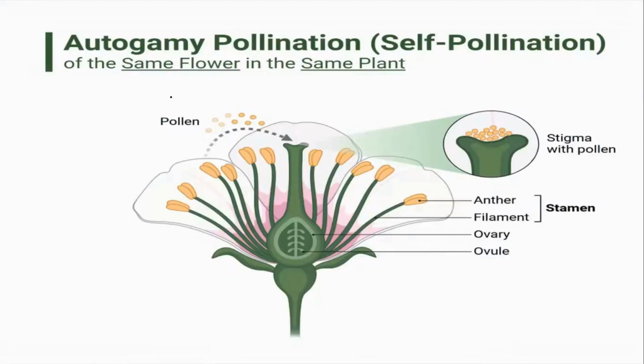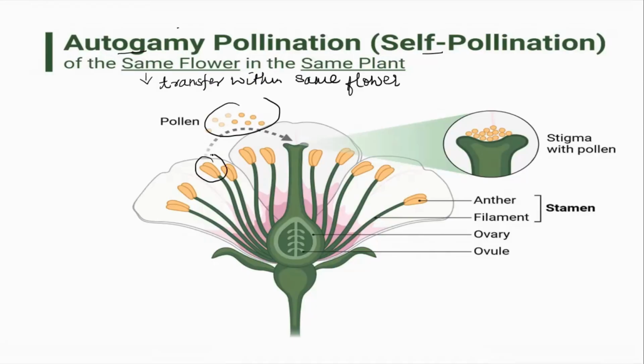All right. So there is a very common question that is asked in IGCSE about self-pollination. What is self-pollination? You must understand. In self-pollination, pollen grains are transferred within the same flower. That means the mother plant is the same.